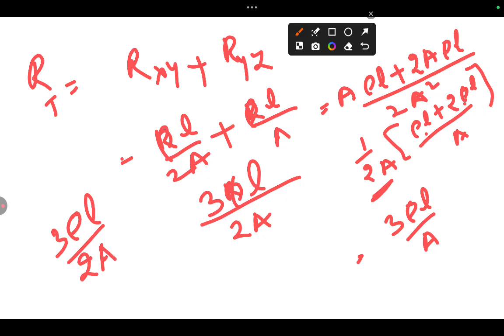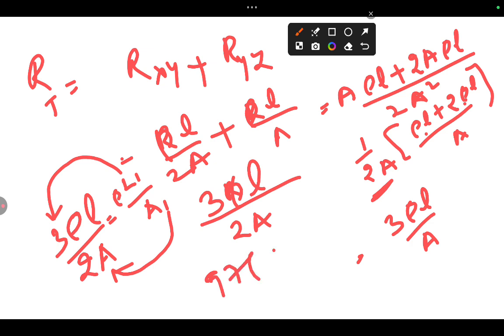And the new resistance will be, in the question, L1 is the length, A1 is the area of cross section. So this is L1, this is A1. So A1 equal to 2A, L1 equal to 3L. So your option for question 97 is A.